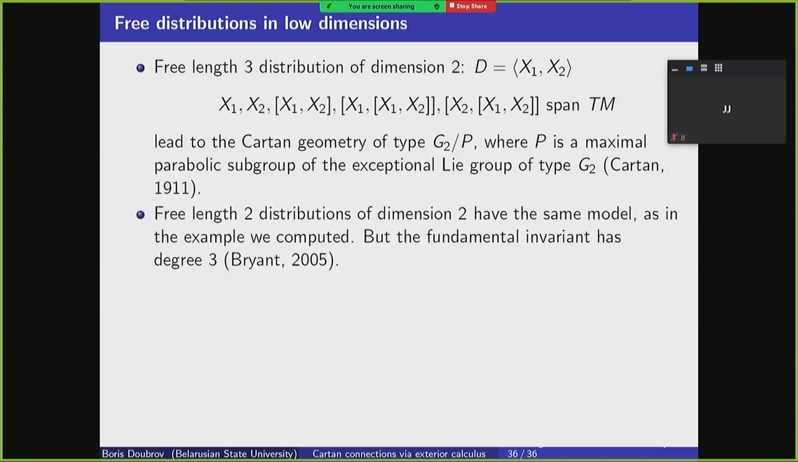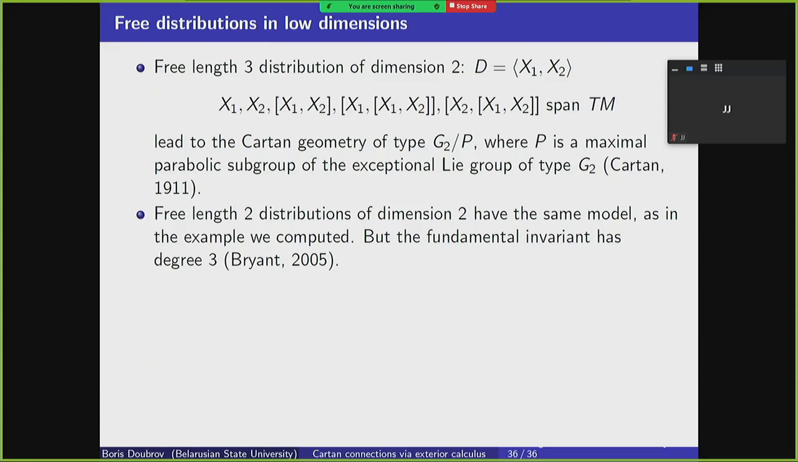The other interesting case, and this is dimension 3 again, sorry for misprints. Free length 2 distributions of dimension 2 are not interesting because they are exactly contact distributions on three-dimensional space. I mean, they are of so-called infinite type, they don't possess a finite dimensional symmetry algebra. So in dimension 3, we have the same model, but the cohomology looks different, and the fundamental invariant shows up only in degree 3.